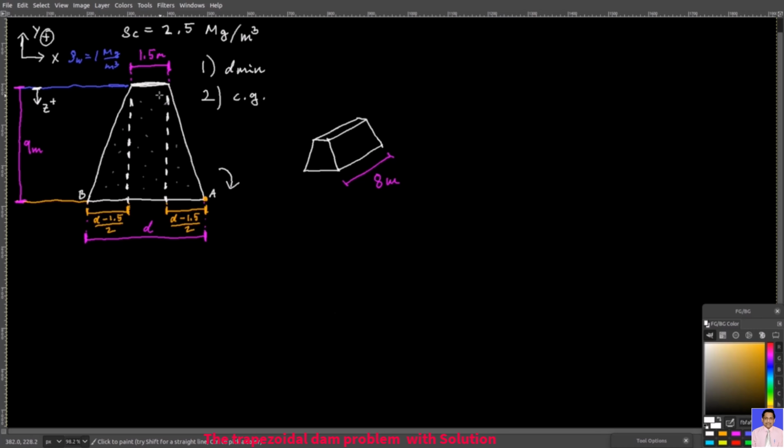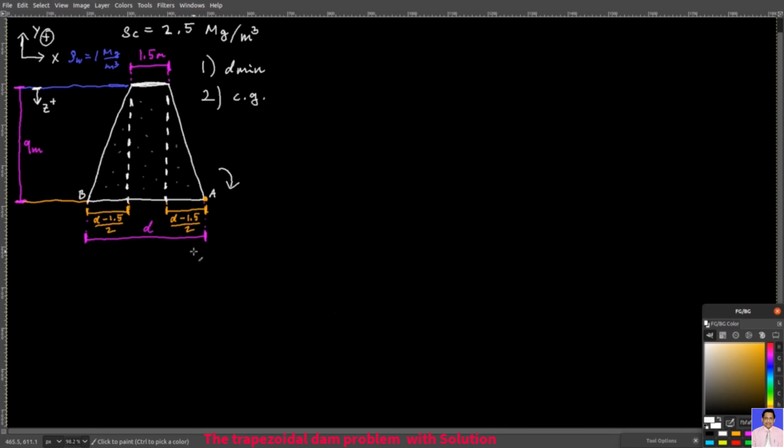Of course, you can do it through integration, but as a hint, there is an easier way. You can divide this cross section into 3 parts, 1 rectangular part and 2 triangular parts, and that's the end of the hint. Try it out by yourself first, and then see the solutions in the next video. Thank you very much.